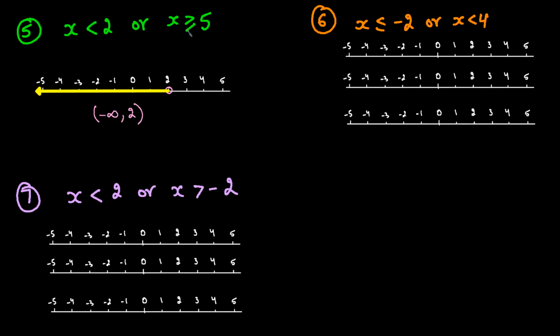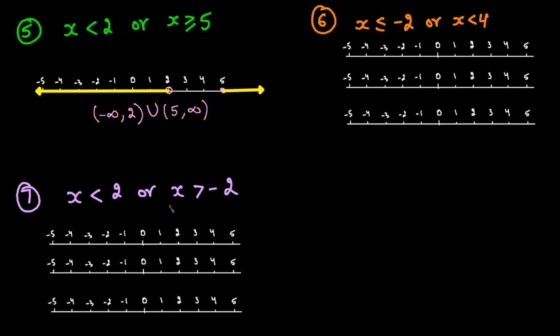And then the second part says x is greater than or equal to 5. Equal to is there, that means 5 is included, so solid circle at 5. So 5 is included in the solution. And starting from 5, going to the right. Okay. And in interval notation, it is written as 5, positive infinity. And to join these solution sets, we use union.